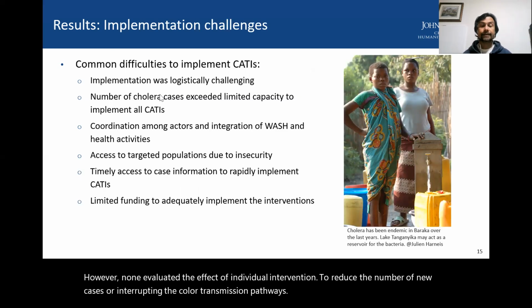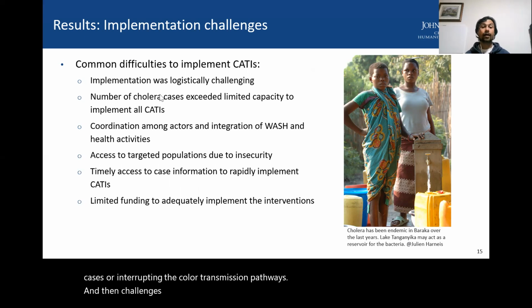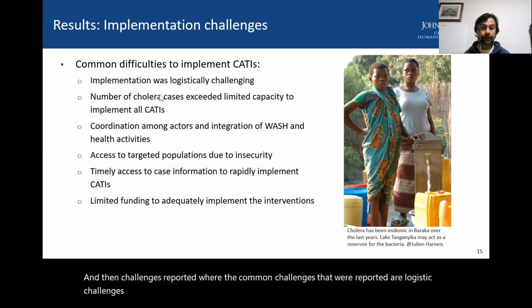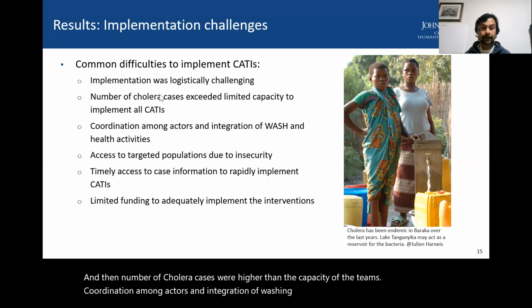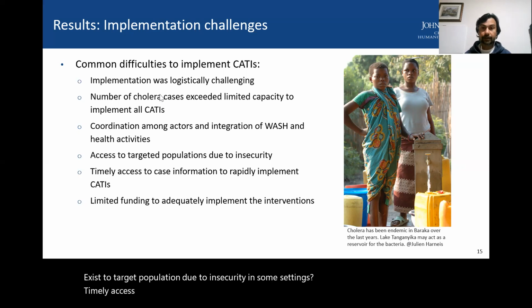And then challenges reported. The common challenges that were reported are logistic challenges to implement the interventions, and then number of cholera cases were higher than the capacity of the teams, coordination among actors and integration of WASH and health activities, access to target population due to insecurity in some settings, timely access to case information in order to rapidly implement the CATI, and then limited funding to adequately implement the interventions.